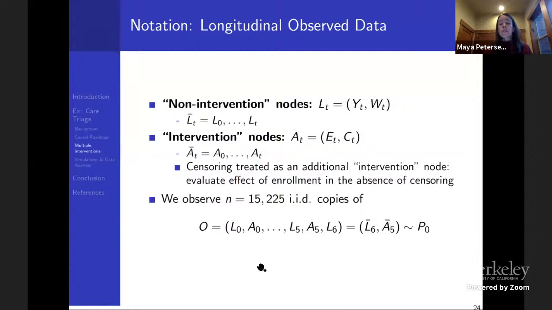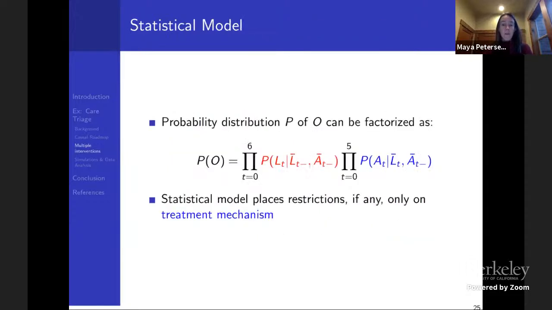So now here's our more realistic observed data structure, where we have our 15,000 copies corresponding to a vector of non-intervention nodes over time, where those include the outcome process, and a vector of intervention nodes over time, where those include the exposure and right censoring process. So again, we can factorize the distribution of our observed data. Just like we did before, we can factorize it into components that involve the treatment mechanism, or the conditional distribution of treatment given the past, and components that involve the conditional distributions or densities of the covariates given the past. And again, we're going to be working in large statistical models that place restrictions, if any, only on the treatment mechanism.